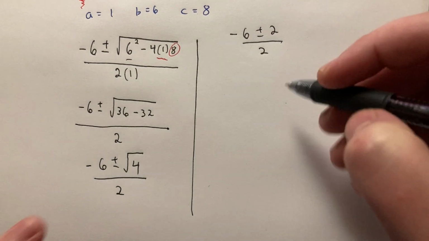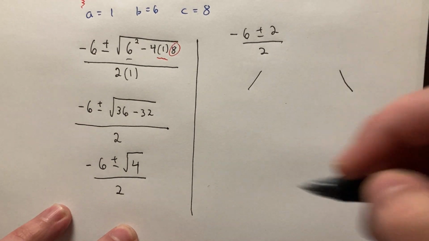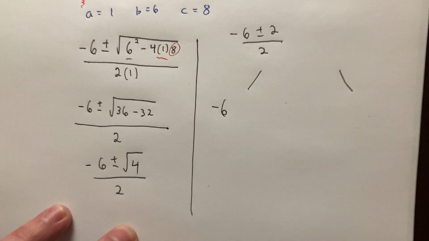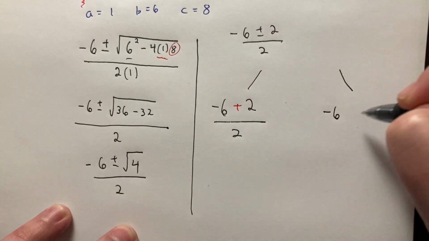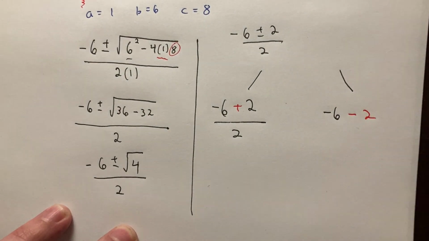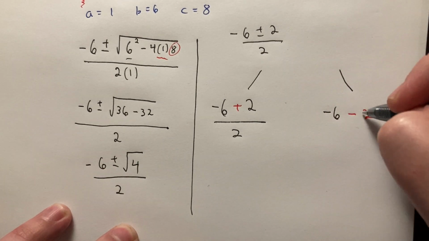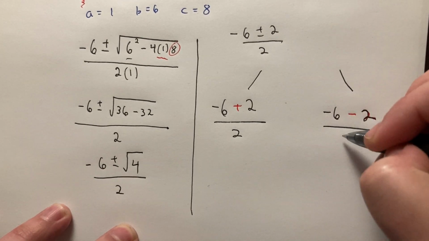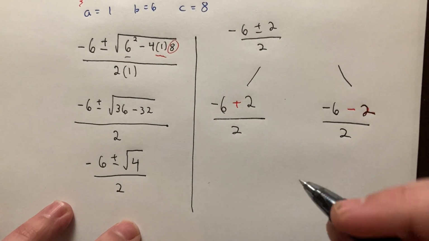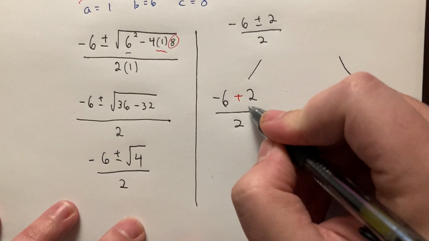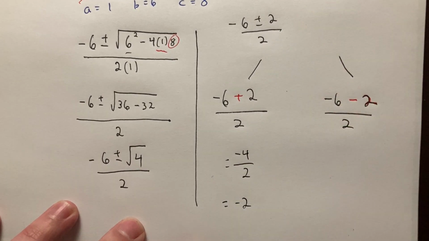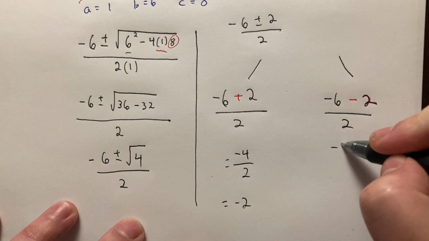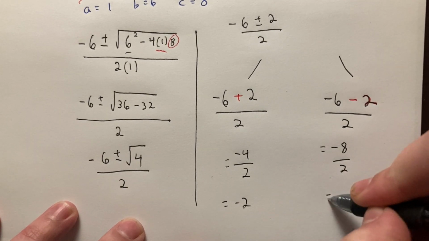Now we're going to split into the two cases. One of these will be -6 plus 2 divided by 2. The other will be -6 minus 2 divided by 2. All right. -6 plus 2 is -4 divided by 2 equals -2. -6 minus 2 is -8 divided by 2 equals -4.